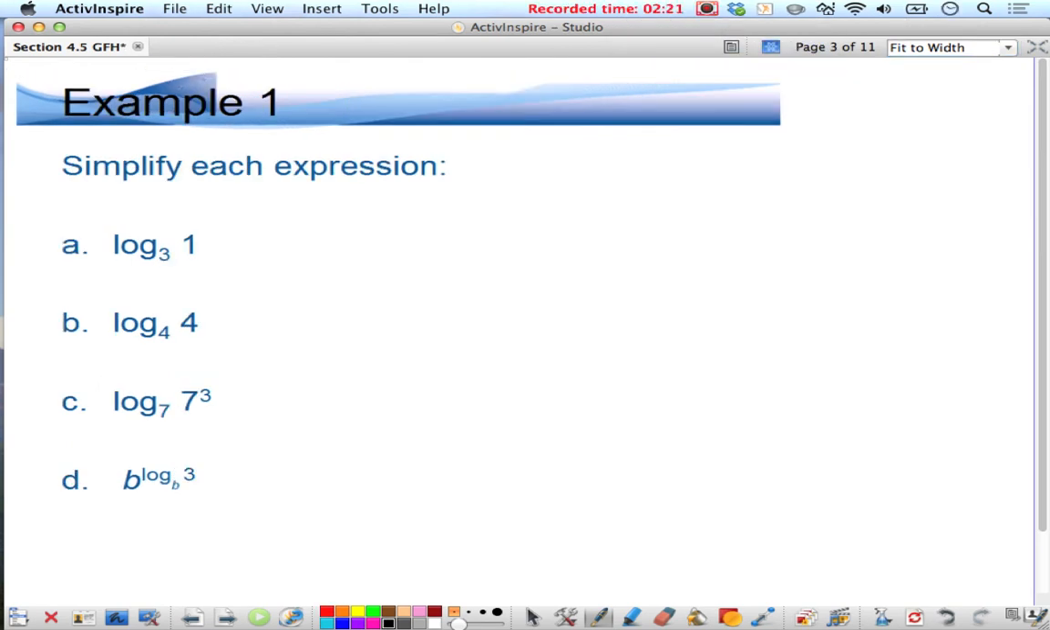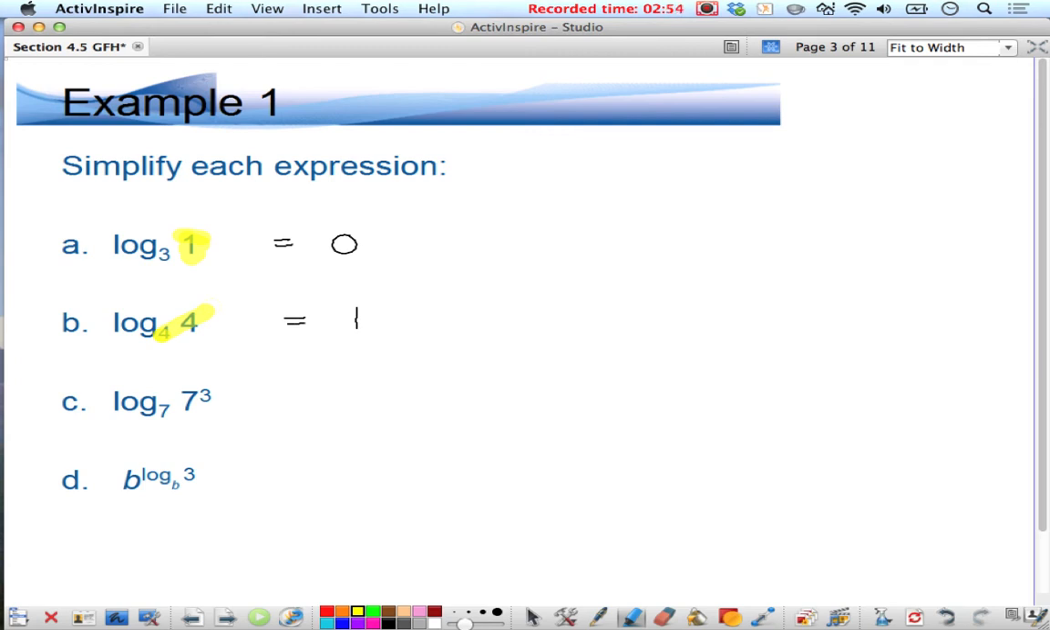So let's go over this example. Look at part A. It says log base 3 of 1. Well, 3 to what power equals 1? 0. How about log base 4 of 4? 1. And that's something you need to kind of get used to. Those two, you should be able to look at those and just immediately know the answers to those. Anytime there's a 1 right here, the answer is going to be 0 regardless of the base. And anytime the base and the number after the log are the same, the answer is going to be 1.